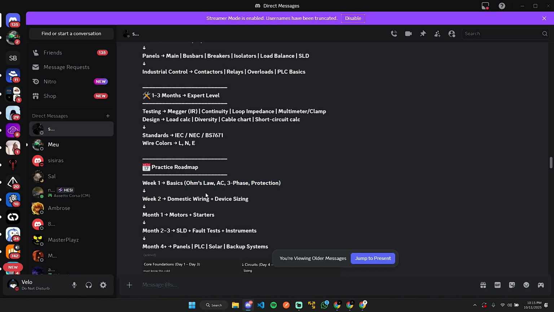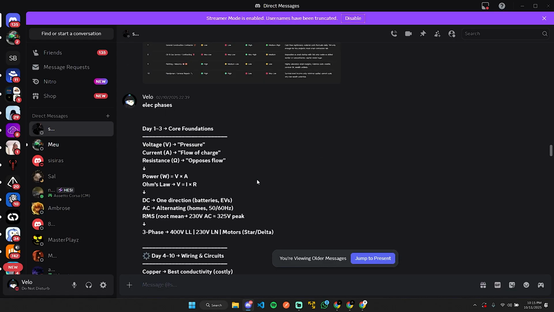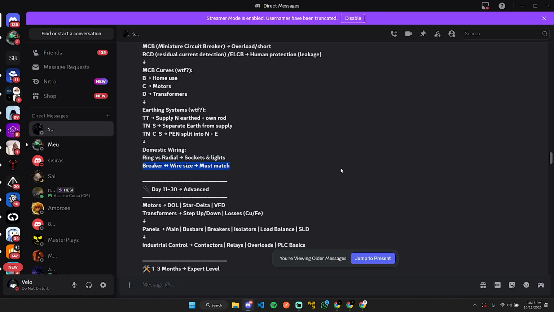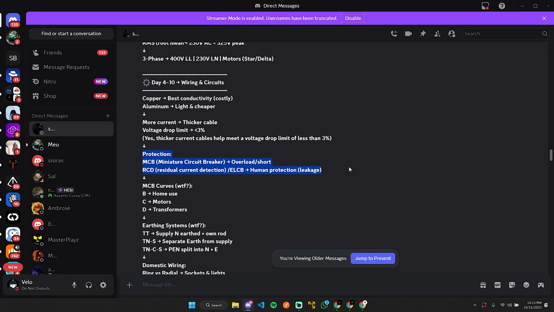Okay, so practice map. First week we're going to try to do this. So we know V equals IR and W equals VA, right? So AC, we know what that is. Three-phase, protection, okay. So that's pretty much up to here, right? So protection is up to here.